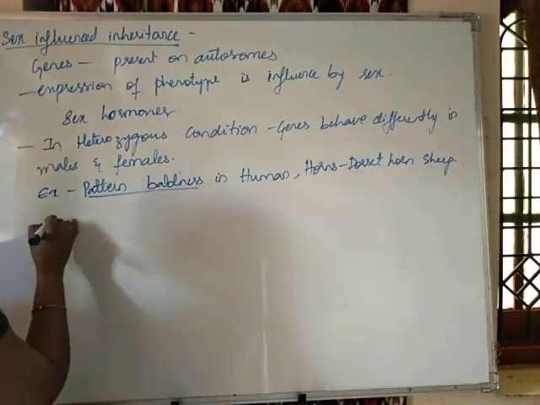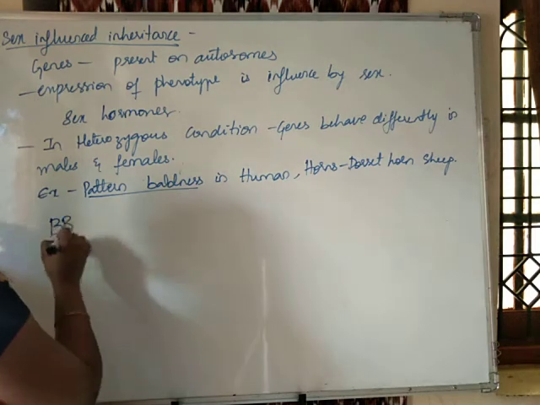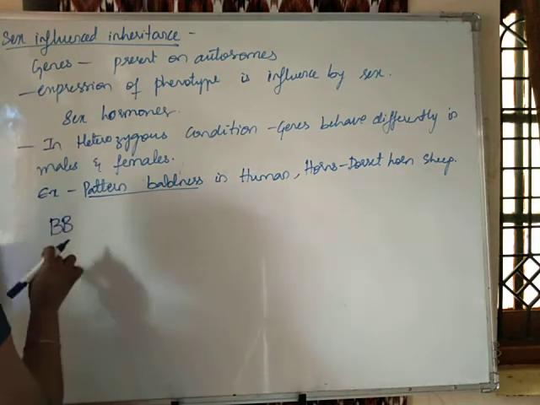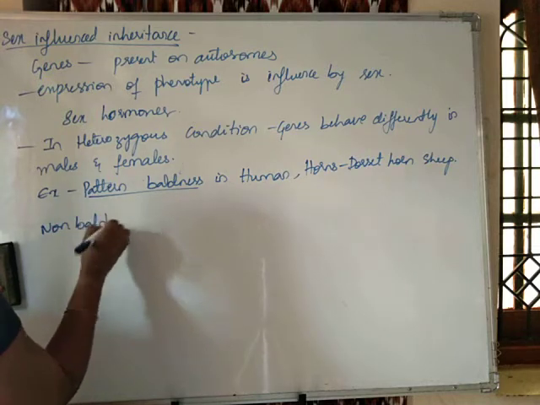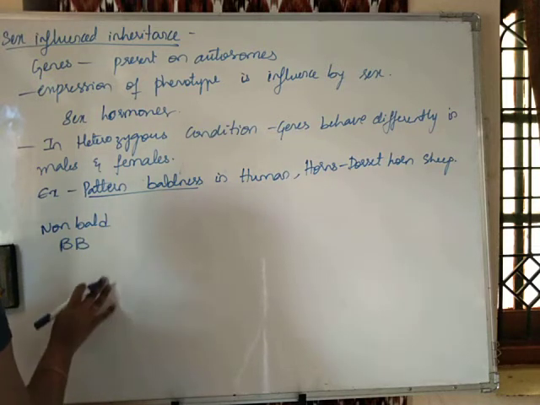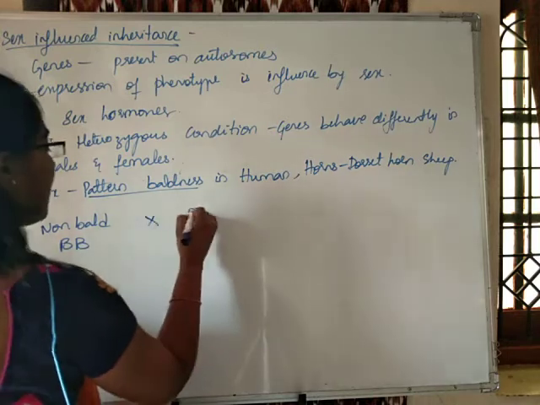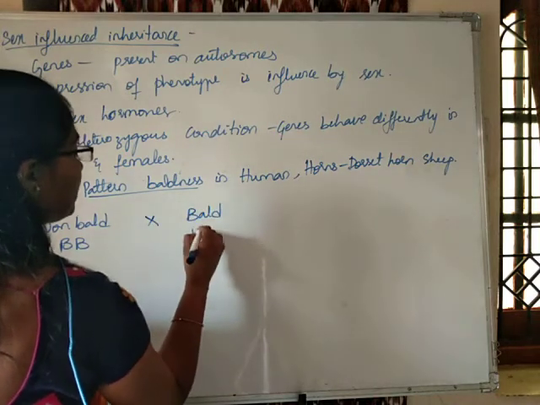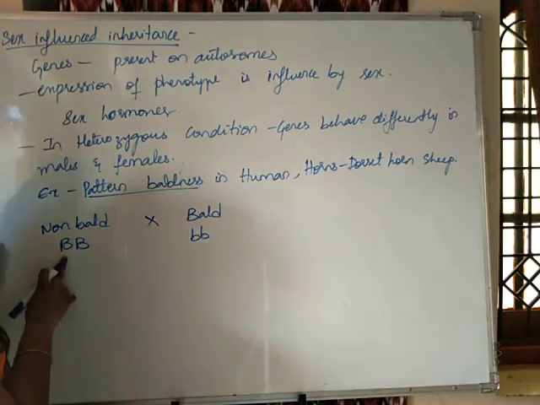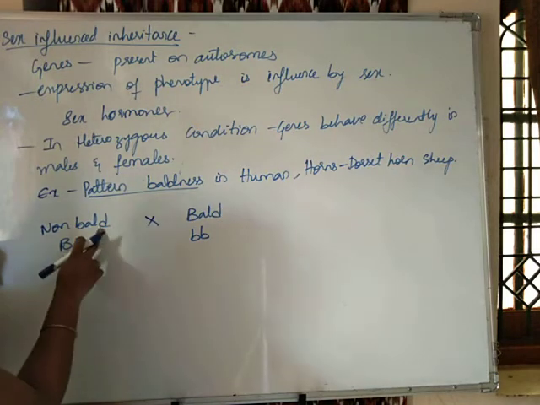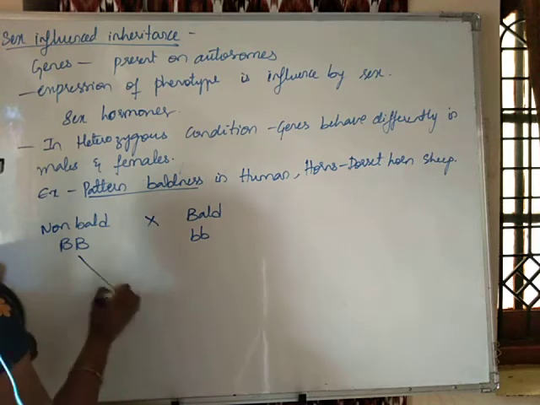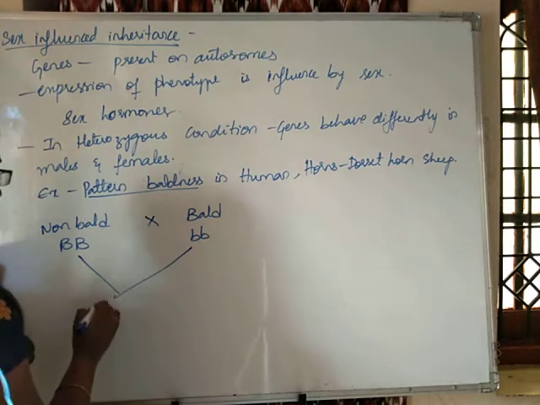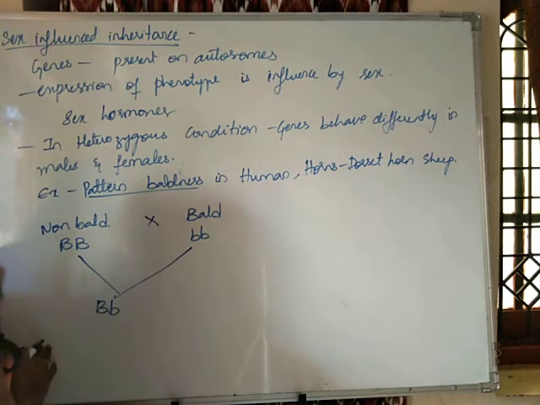So students, capital B is the non-bald condition, and small b is the bald condition. Here capital B is generally the dominant allele because it is non-bald, and small b is the recessive allele because it is bald. So what will happen? Capital B, small b will be the offspring individual.